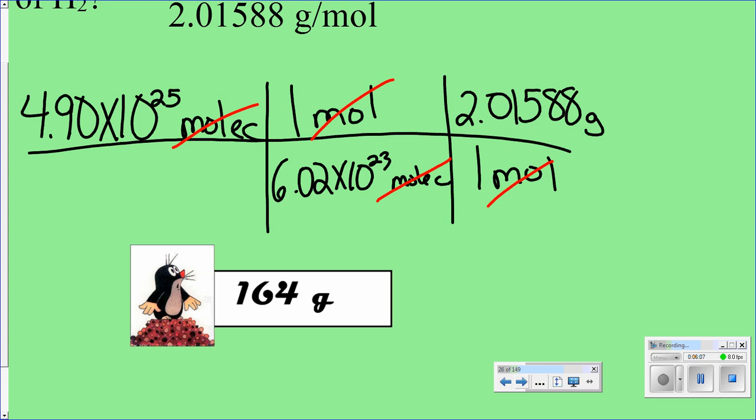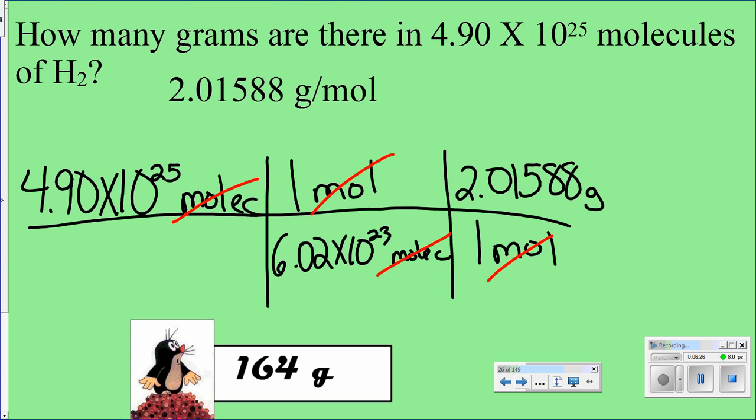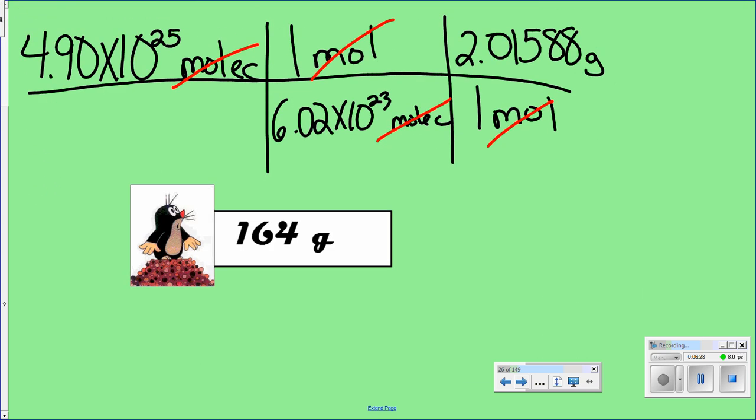If we want to think about whether or not this makes sense, we have about 5 times 10 to the 25 molecules. That's a little bit more than a mole. If we look at that factor of 10 there, well, it's actually not double that, but quite a lot more. So it should make sense that we have a larger number here, which we do. 164 is quite a few moles of hydrogen gas.